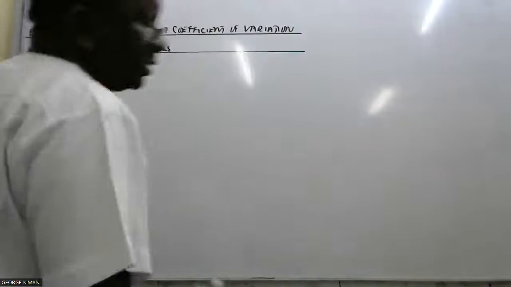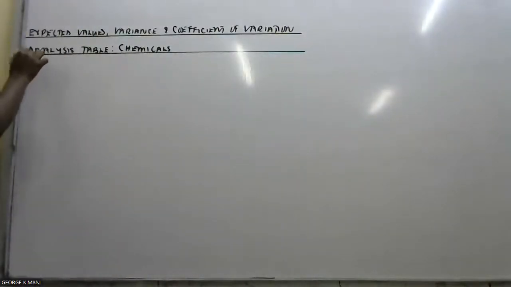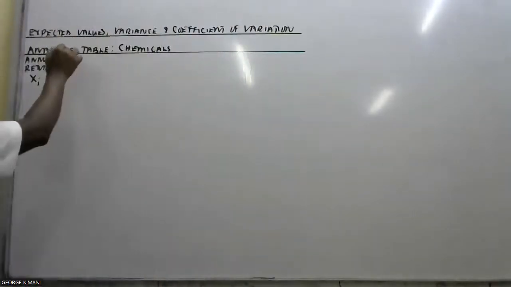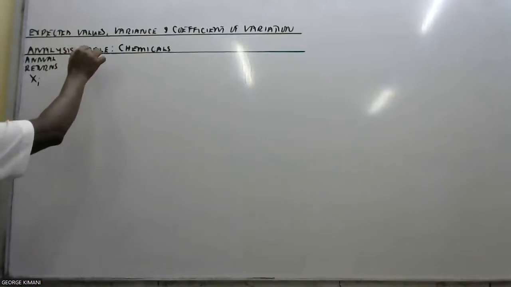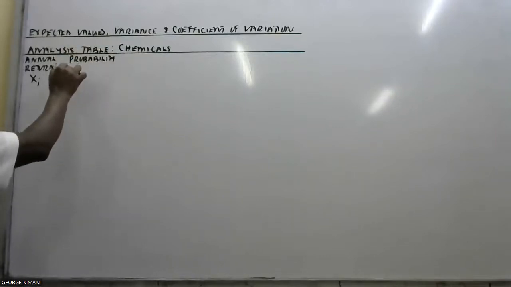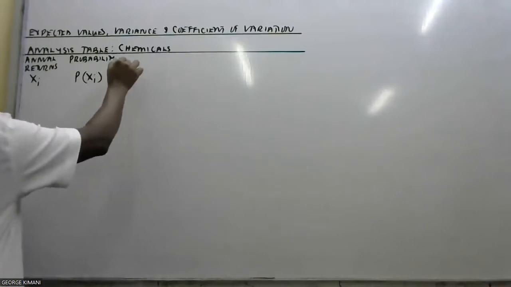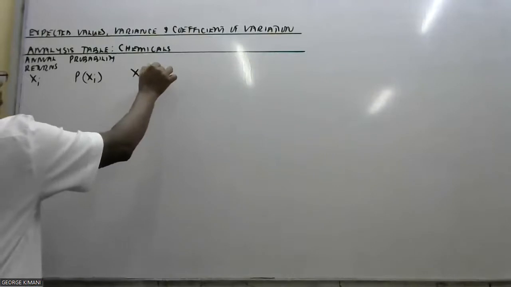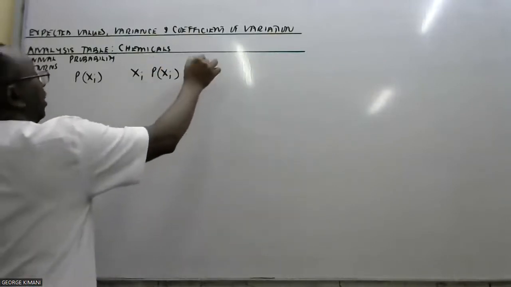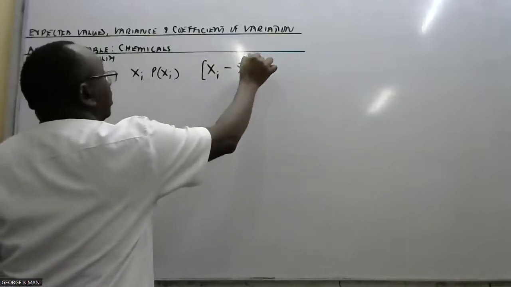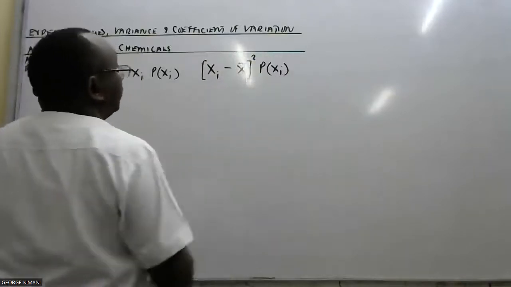So starting with chemicals, we'll have annual returns. These annual returns will be our Xi. Then we will have probability, which is probability of Xi. Then we will have Xi multiplied by probability of Xi. Then we'll have Xi minus X bar, you square this, you multiply by probability of Xi.